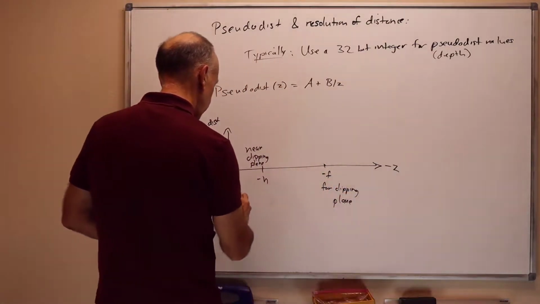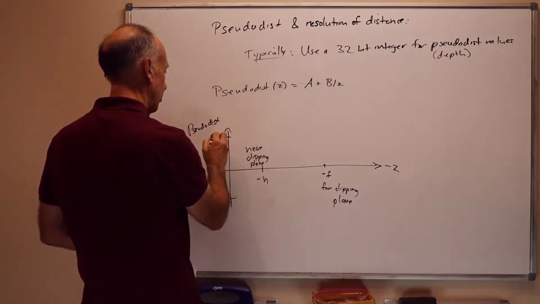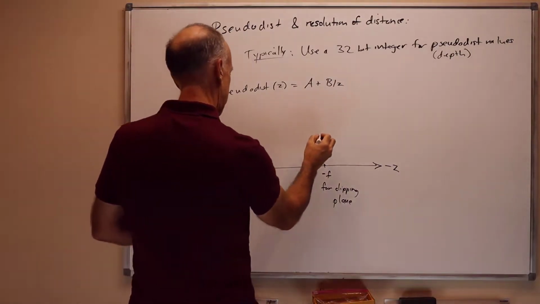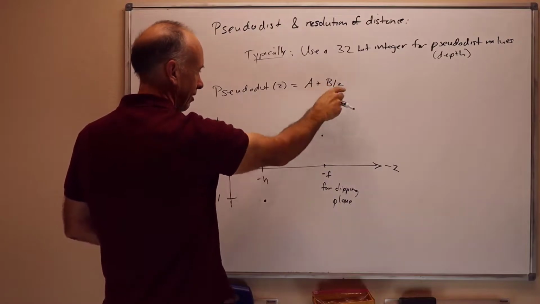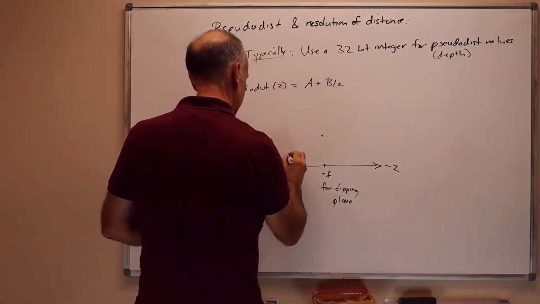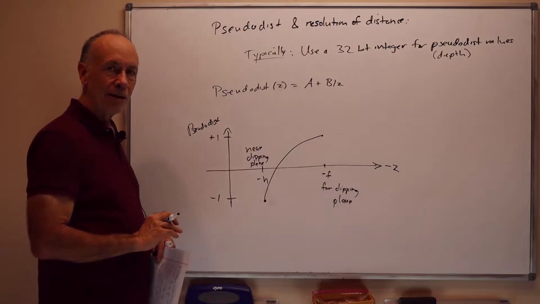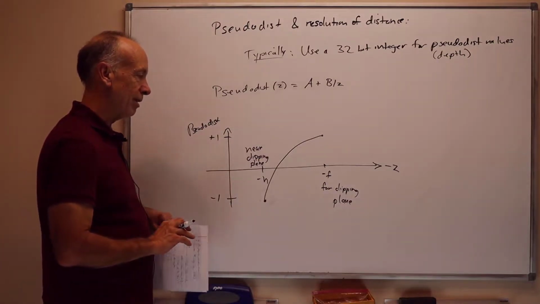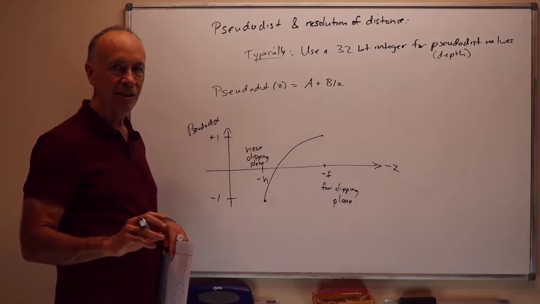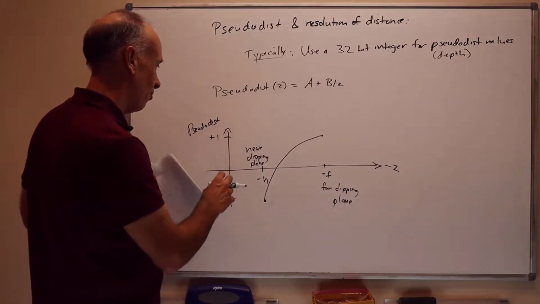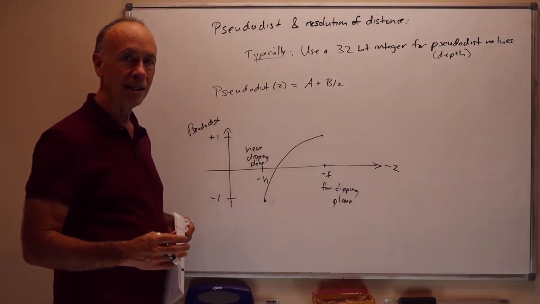Remember, the pseudodist function has value minus 1 at z equals minus n, and plus 1 at z equals minus f. It looks like a shifted 1 over z function; it's actually b over z, shifted by a. So it looks something like this. How steeply it slopes here versus here depends on the relative values of n and f. If you have too big a difference between n and f, like if n is very close to the viewer and f is very far away, then it gets more strenuous. So it's usually better to keep n and f not too far apart, just to encompass what you really need to see and not more.